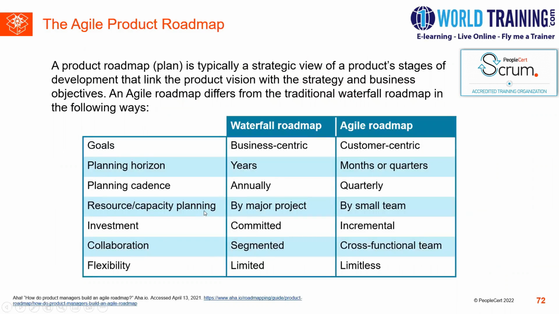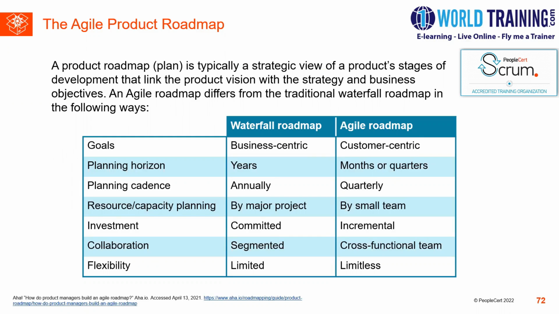So let's talk about the agile product roadmap. This slide might not be important from an exam perspective because there might not be any specific questions on this, but this is more of an informative slide which specifically discusses how the agile product roadmap looks and how it is different from the waterfall roadmap. There is a fundamental difference between the agile roadmap as compared to the waterfall roadmap.